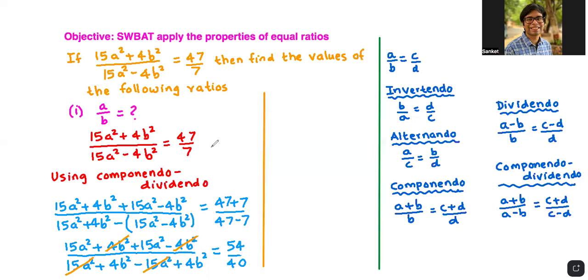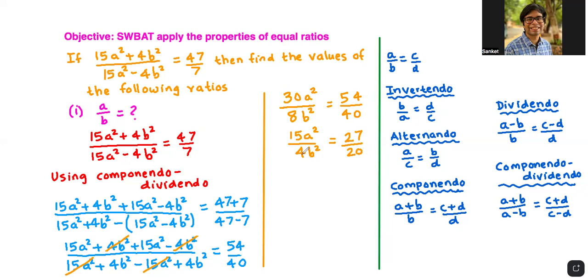So what I will be left with here is 15a² plus 15a², that is 30a². And in the denominator, 4b² plus 4b², that is 8b². That is 54 upon 40. Let me divide by 2 in the numerator and denominator. I get 15a² upon 4b². And here I can divide by 2 in the numerator and denominator as well. I get 27 upon 20.